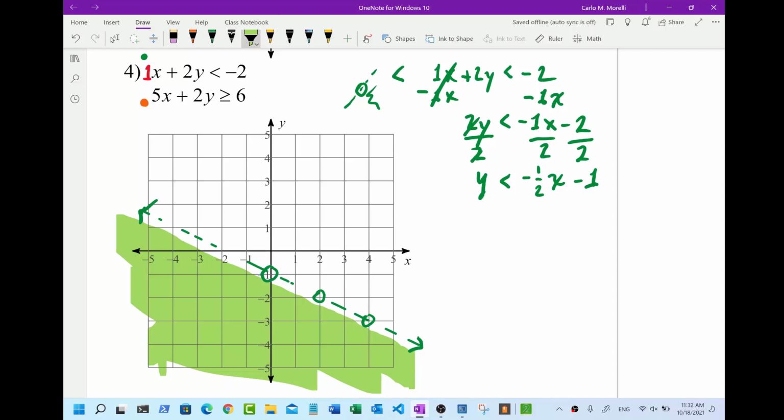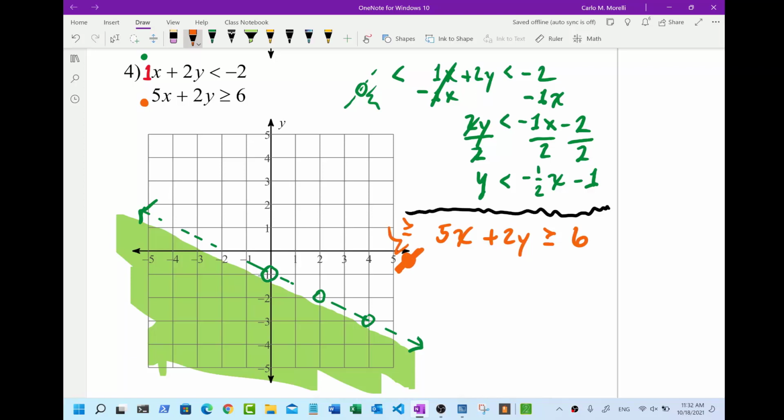Okay, and now let's do the second one. So we're given 5x plus 2y is greater than or equal to 6. Am I going to flip the sign? No. So quick analysis. Greater than or equal to, that's going to be a solid line, filled in dot, shading is above, okay?